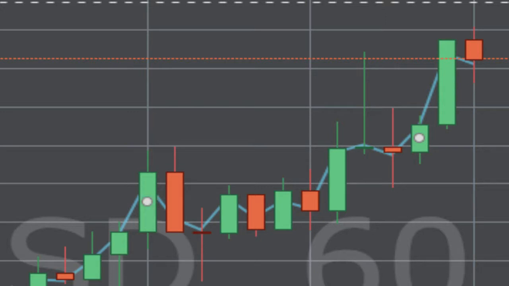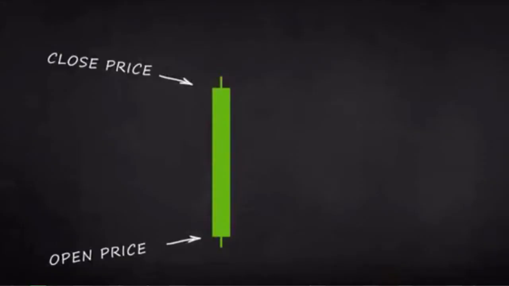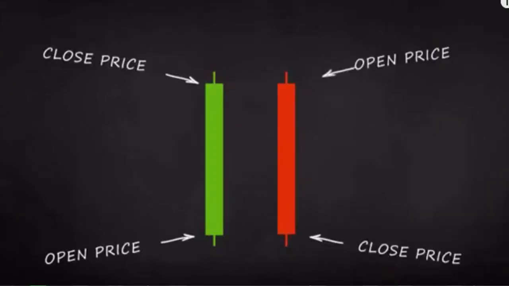If we're looking at a 10-minute chart, each candle will represent a 10-minute time frame. If an open price is lower than a close price, it'll be green. If it opens higher than the close price, it'll be red.